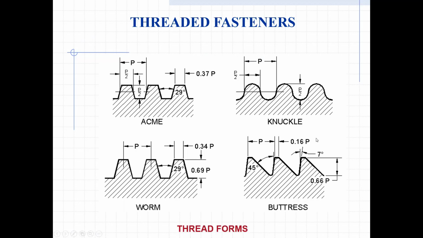You'll also see buttress threads. The difference between a buttress thread and the Acme thread would be that the buttress thread is designed to push in one direction only, where the Acme threads can push in both directions.